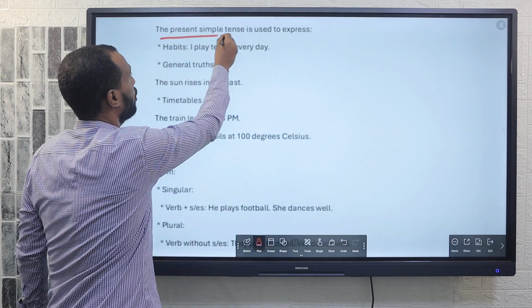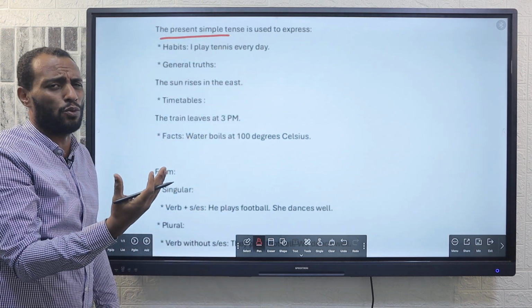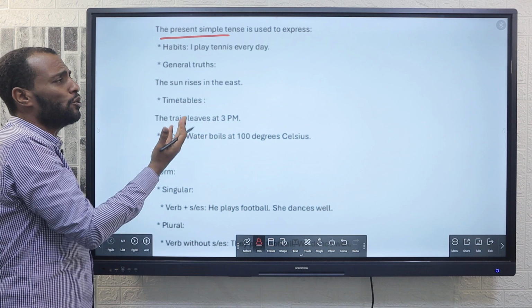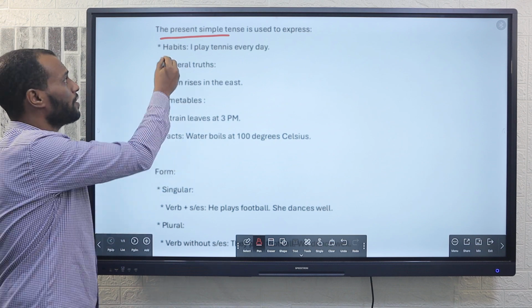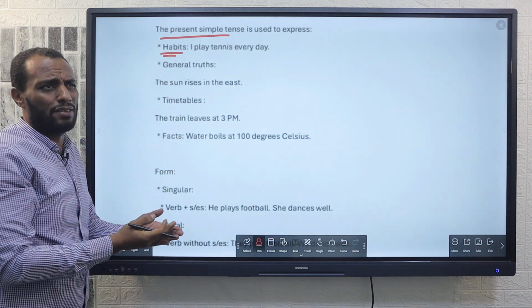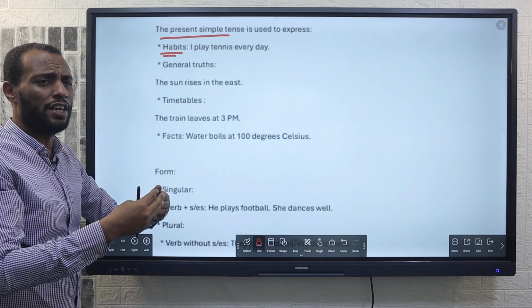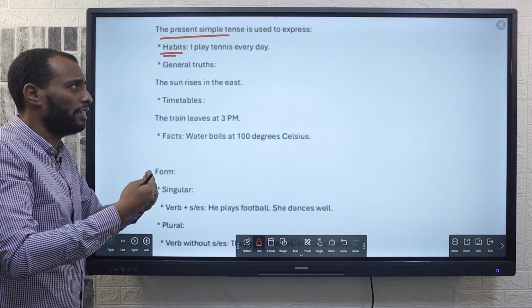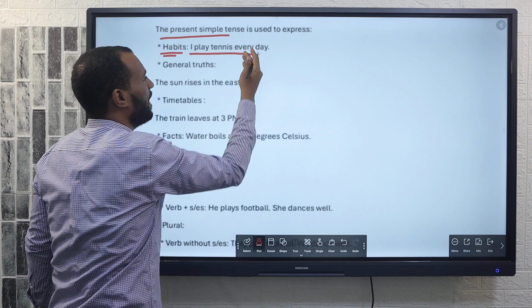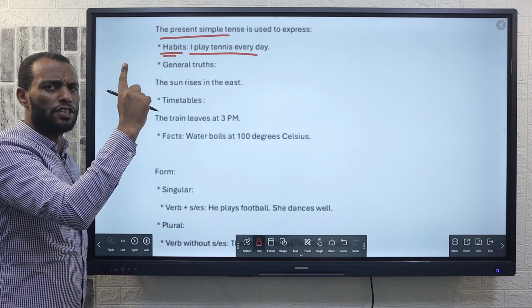If you check, you're going to ask yourself the first question, which is, when do we use the present simple? We use the present simple for a habit. What does this mean, a habit? Something that you do in a regular way. Like the example, I play tennis every day. So this is number one.